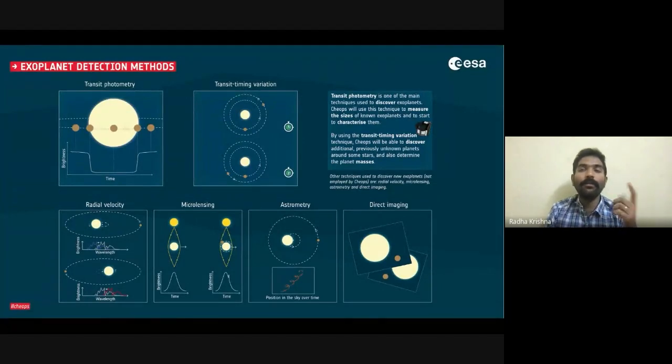And astrometry is when you are actually seeing the position itself of the star moving. I told you about the Doppler shift that you observe from spectroscopy. But if in the sky itself you are able to see that the star is moving a little bit, then you see that okay, there's a very big planet there. And direct imaging is another way. Direct imaging rarely happens because you cannot even see the stars, so how can you see the planets?